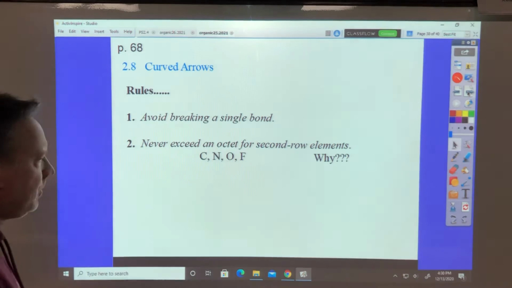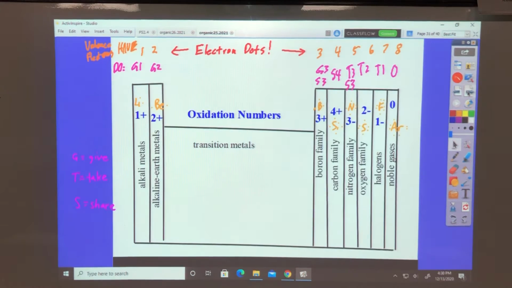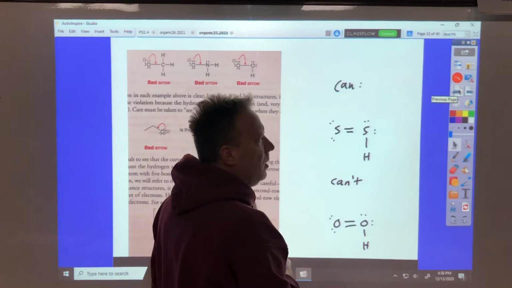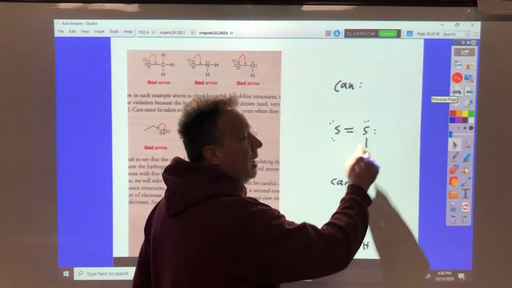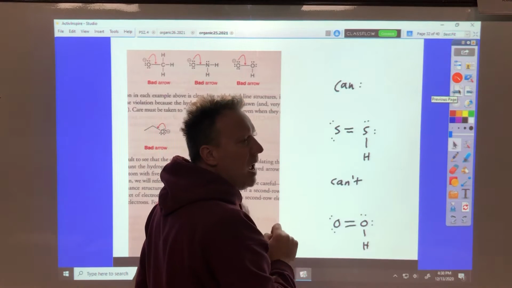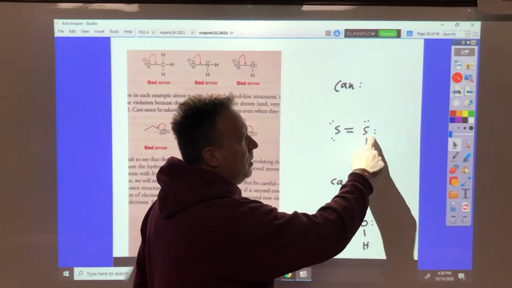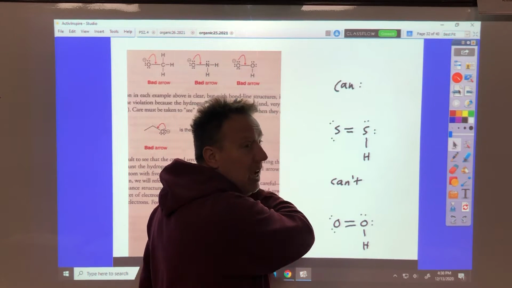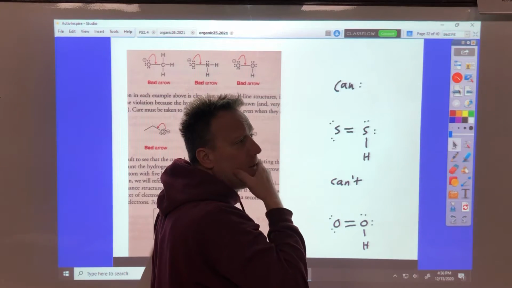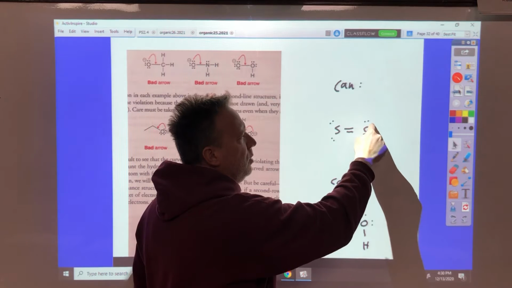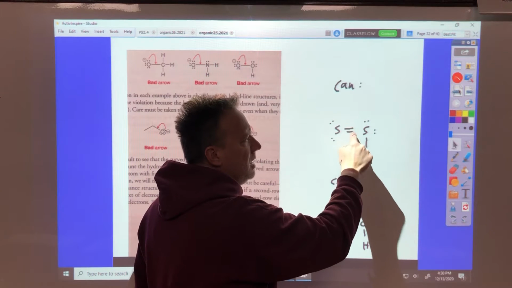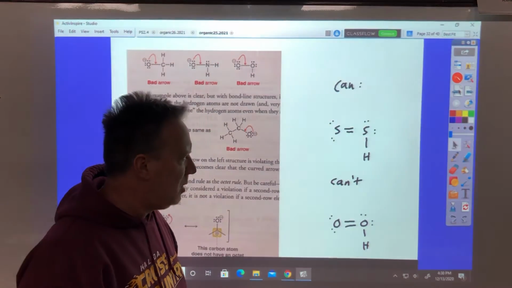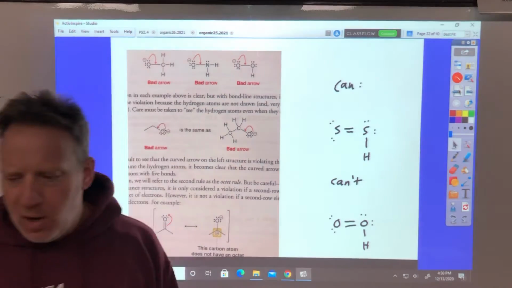For example, you can, with sulfur, which is in the third row, end up with more than an octet. Sulfur has 6 valence electrons: 1, 2, 3, 4, 5, 6. But it can have an expanded octet. It can end up with 10: 2, 4, 6, 8, 10. It's the expanded octet. We did some Lewis structures with expanded octets last year. You can't do that with oxygen, the rule says.